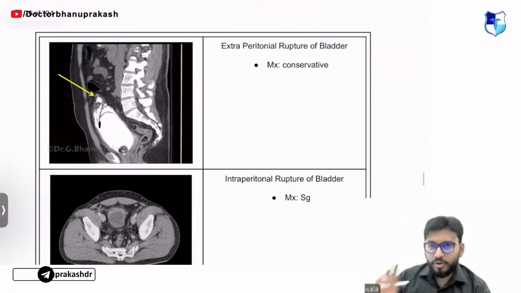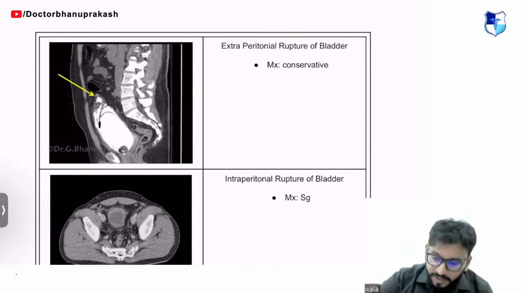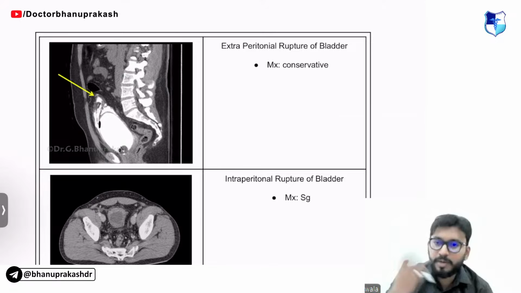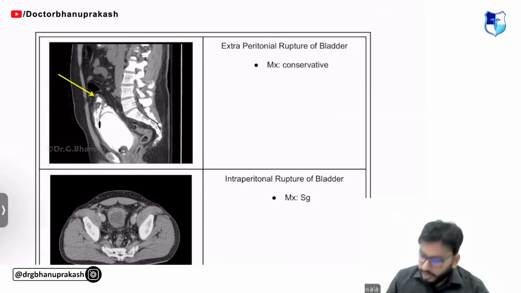Bladder injury, only 2 points you need to know. If there is an extraperitoneal rupture of the bladder, conservative management. If it is an intraperitoneal rupture of the bladder, meaning the urine has gone into the peritoneal cavity, then you need to explore and do surgery.